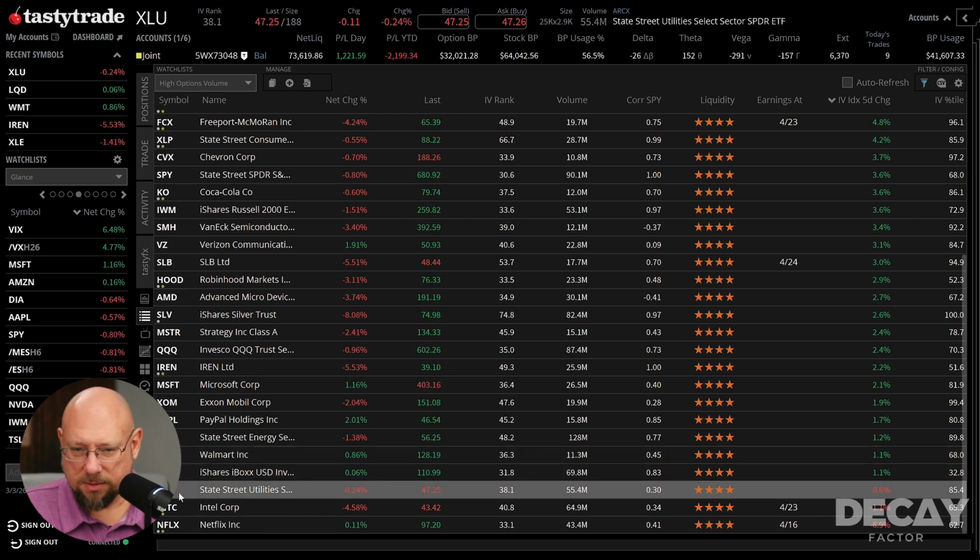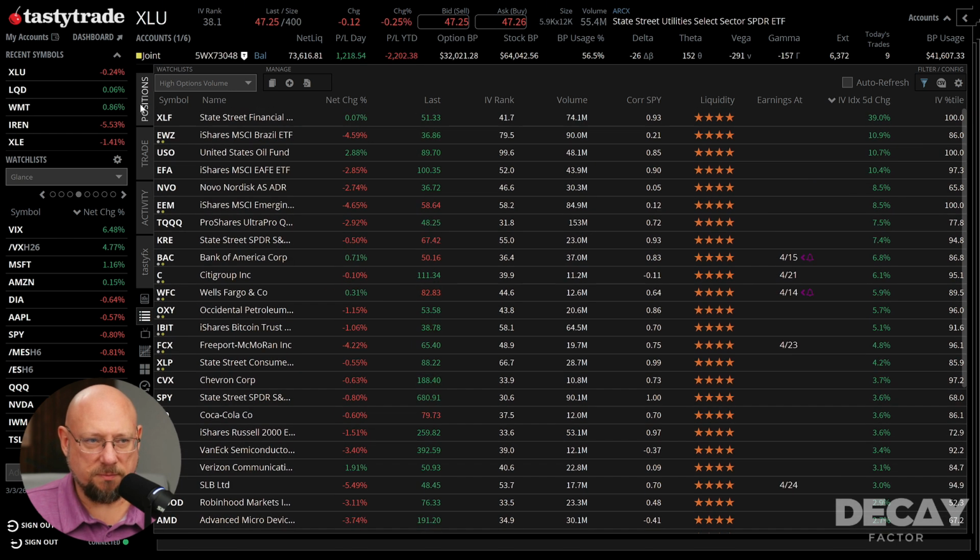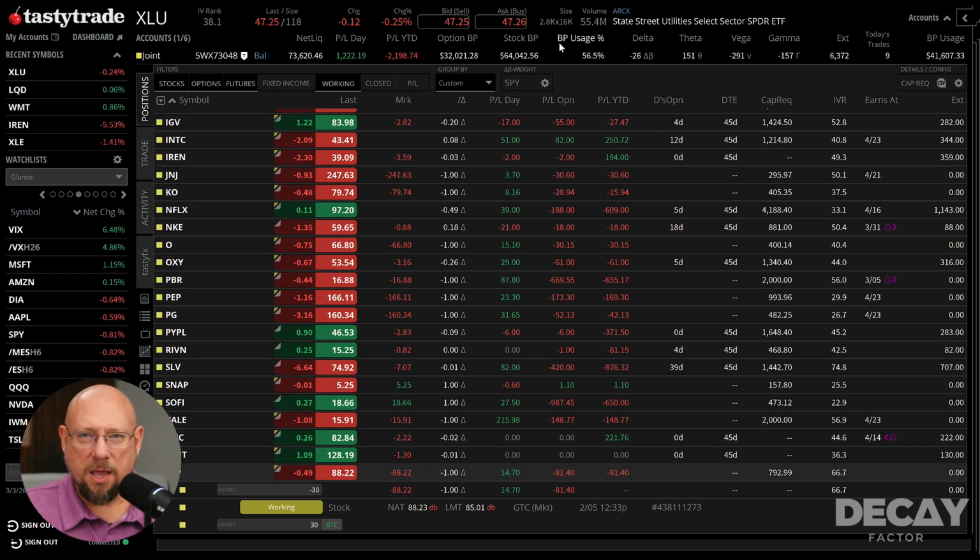Everything else is lower, and we also have positions in there already. So buying power usage, I think we were at just under 51 when we first started. We're at 56.5. So we added a few percentage points in buying power usage here. Delta is relatively neutral, slightly short with theta at 151, which is really good.